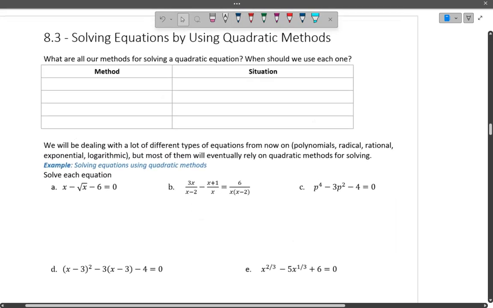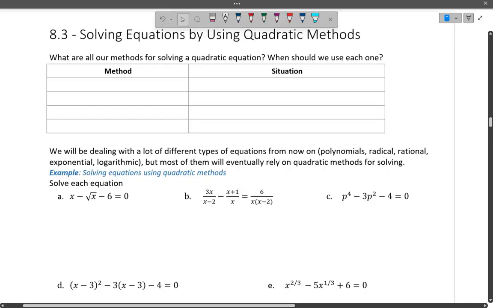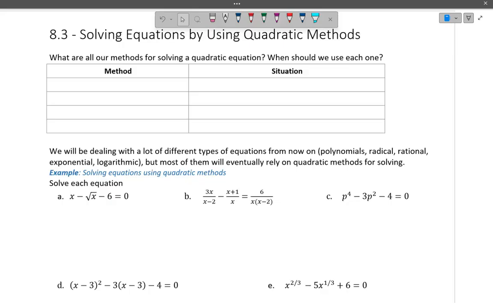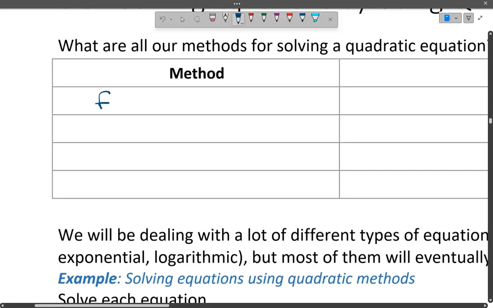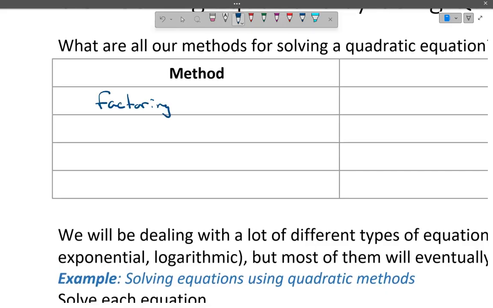Now we're going to look at a few different types of equations and how we can use quadratic methods to solve them. So now that we've gone through all the different ways of solving quadratic equations, let's take a look at some times when we want to use each one. The very first method that we learned was factoring, followed by the square root property.